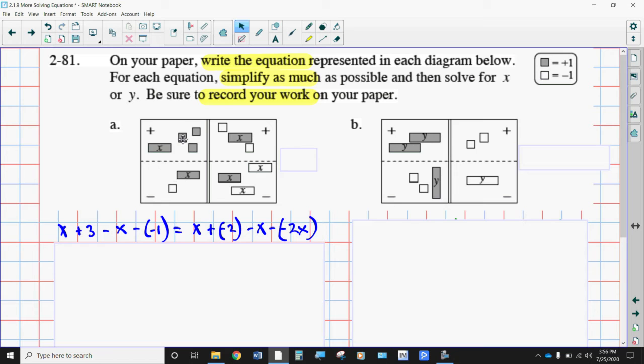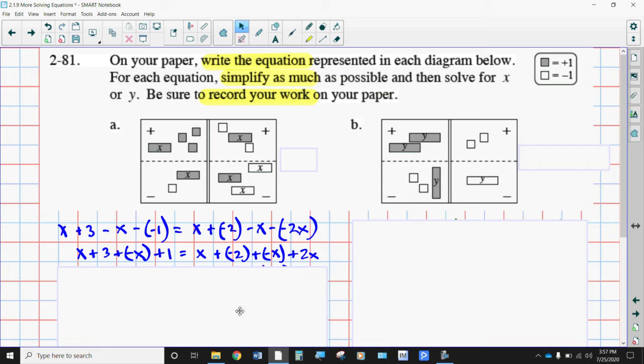This is the time to move, guys, flip them across the street, change the way that you write the equation so that you're adding everything together. And so we'll do KFC here and here, and I'm just going to write it all as addition. x plus 3 plus a negative x plus a positive 1 is equal to x plus negative 2 instead of minus x, plus a negative x instead of minus a negative 2x, plus a positive 2x.